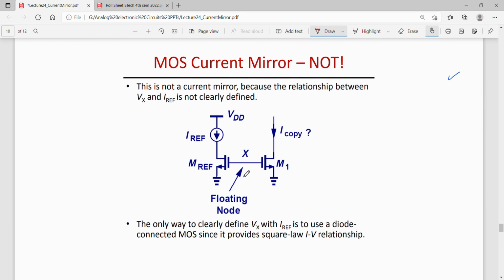Now similar to BJTs, we had seen that this kind of circuit is not a current mirror, because X is now a floating node over here. In fact, these two transistors are also not getting proper VGS. So this is not a current mirror.